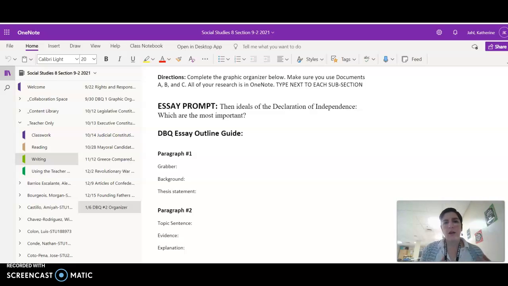At this point, you should have most of your body paragraphs done. Hopefully you have your thesis statement done. What I'm going to go over right now is your introduction paragraph, because the last time we did this with our first essay, the outline was really, really confusing to some of you. So I just wanted to clarify what should actually be in your introduction paragraph.